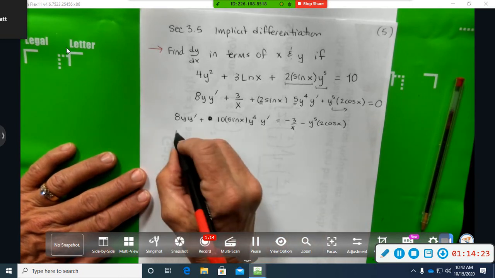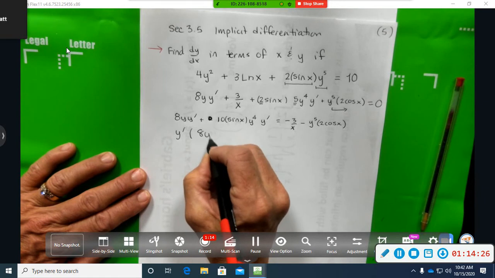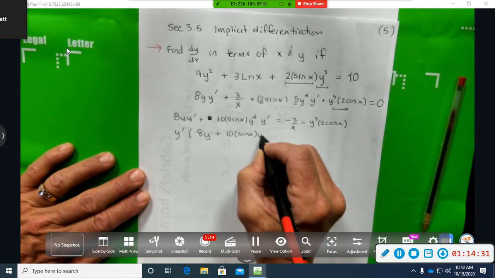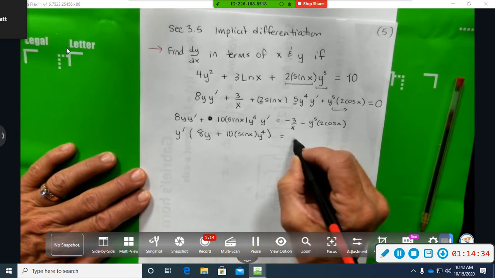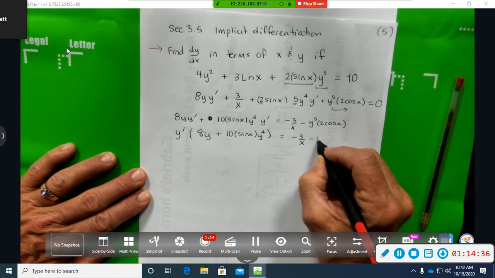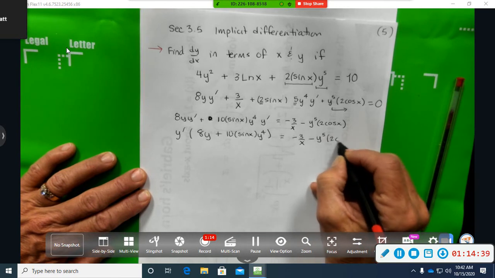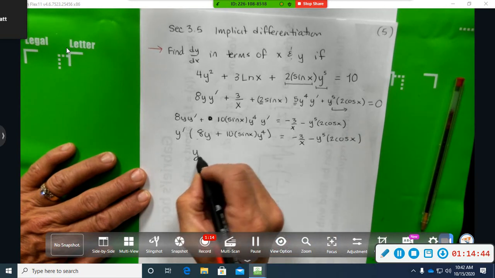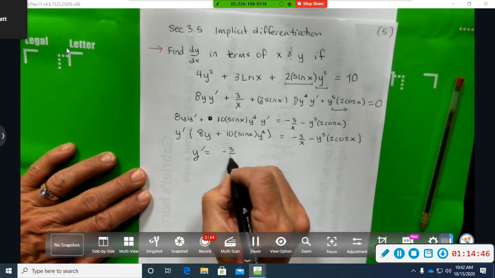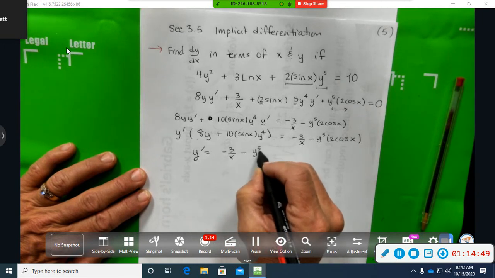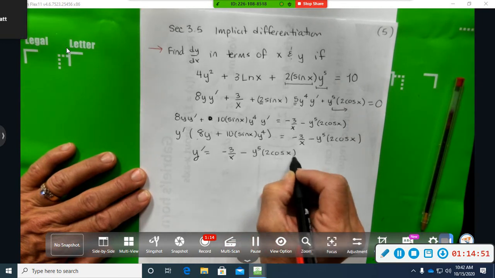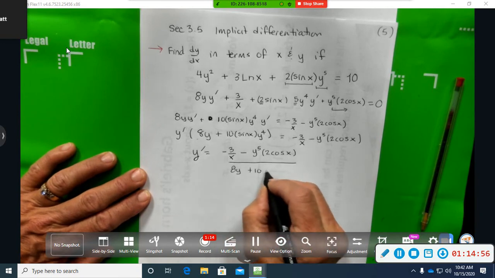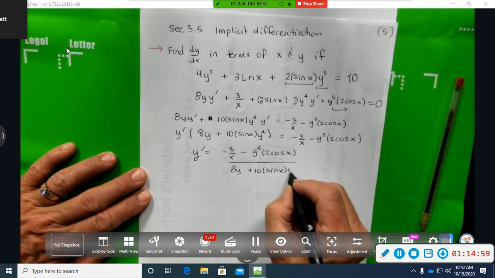So we pull the y prime out of here, and that leaves me an 8y plus 10 sine of x, y to the 4th in the parentheses. Recopy the right-hand side down. And then the last step is to divide by what we have right here. So we have y prime is minus 3 over x minus y to the 5th times 2 cosine of x, divided by all of this other stuff, 8y plus 10 sine of x, y to the 4th.